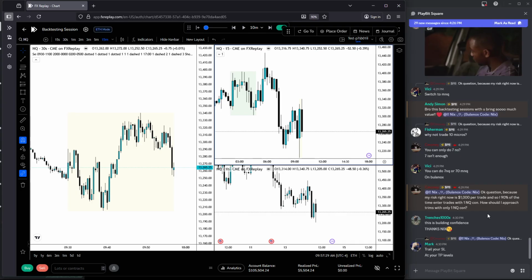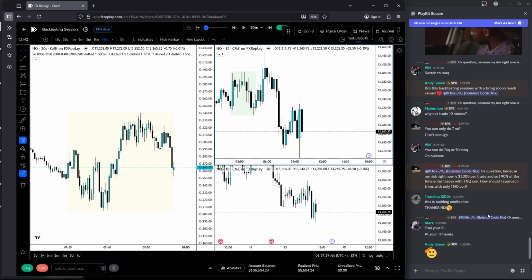Question: because your risk is 1,000 per trade, 90% of the time you enter trades with one contract. Why would you enter one contract? Why would you do one NQ? Just do 10 MNQ, right? Why wouldn't you do MNQ?